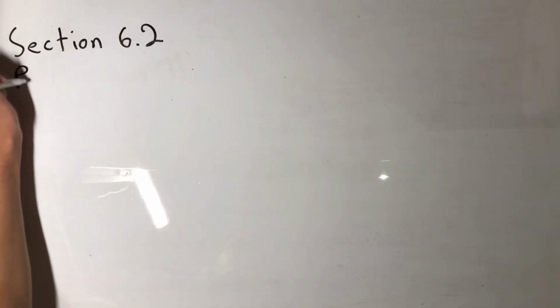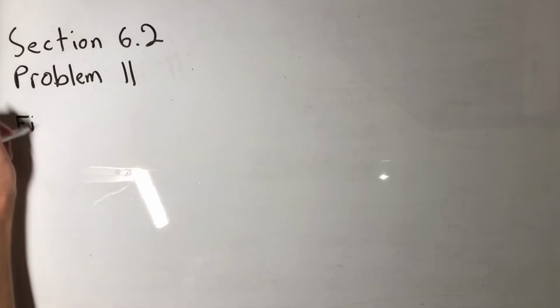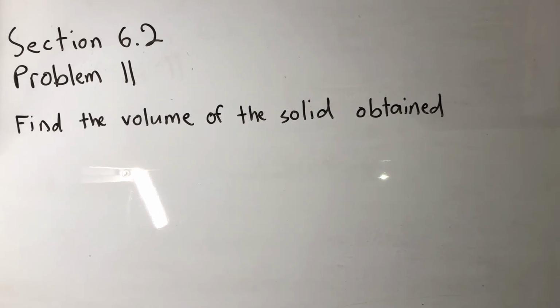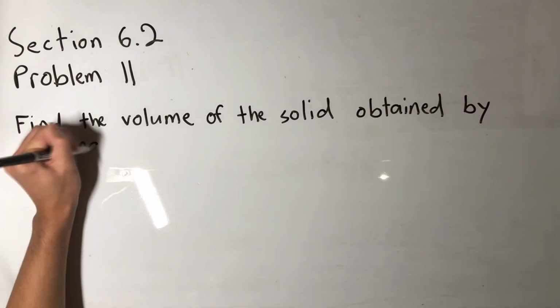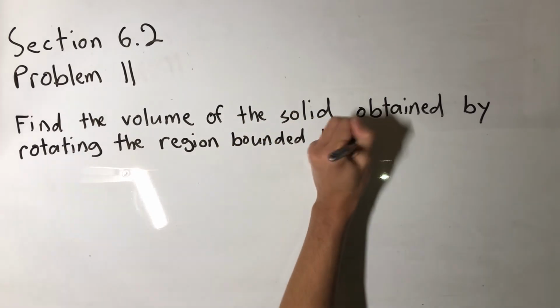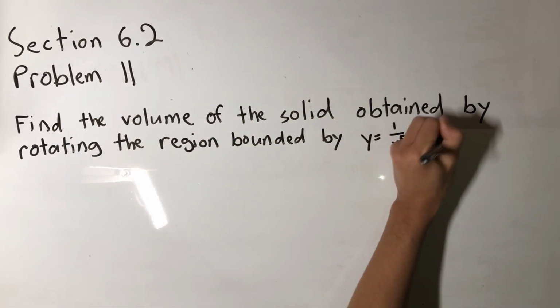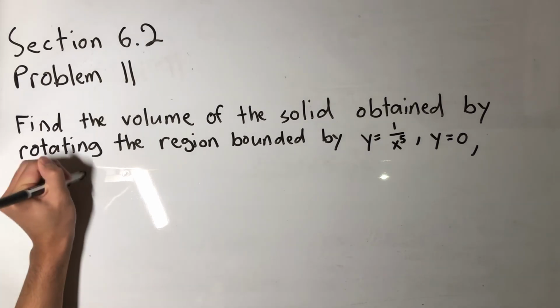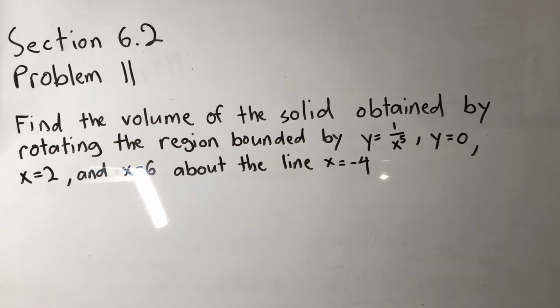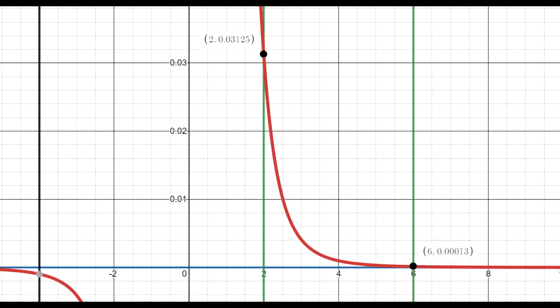Okay, so this is going to be section 6.2, problem 11, and the question is, find the volume of the solid obtained by rotating the region bounded by the function y equals 1 over x to the fifth, the function y equals 0, x equals 2, and x equals 6, and you're rotating that function around the line x equals -4. Okay, so here I've drawn the graph.